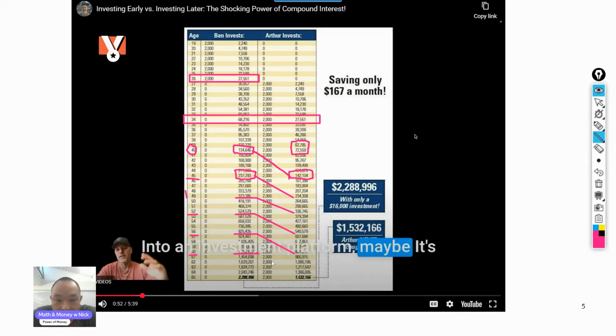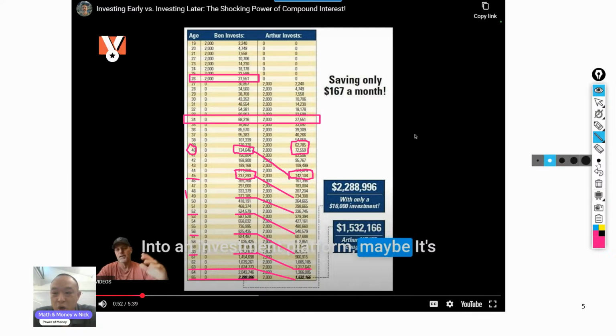And then Arthur makes $1.2 million at age 63. But at that time, Ben has $1.8 million. And so at the age of 65, when Arthur makes about $1.5 million, Ben has $2.2 million.